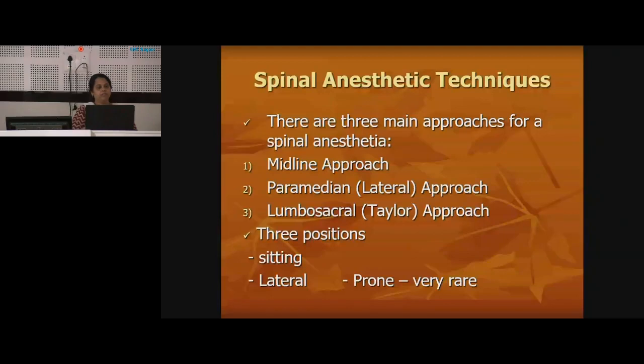There are three main approaches for spinal anesthesia: the midline approach, the paramedian approach, which we also call the lateral approach, and very rarely we do the lumbosacral approach, which is called the Taylor approach. And there are three positions in which we can give spinal: sitting position, lateral, and prone. Very rarely we give it in the prone position.